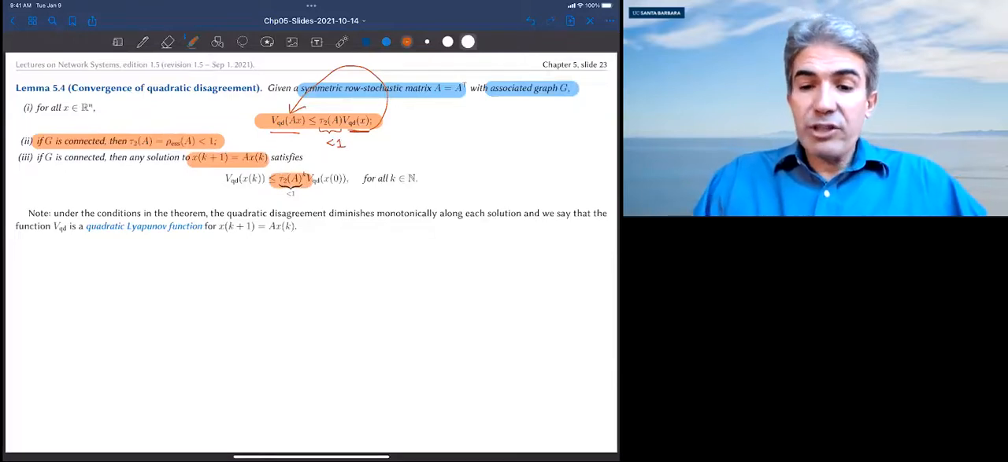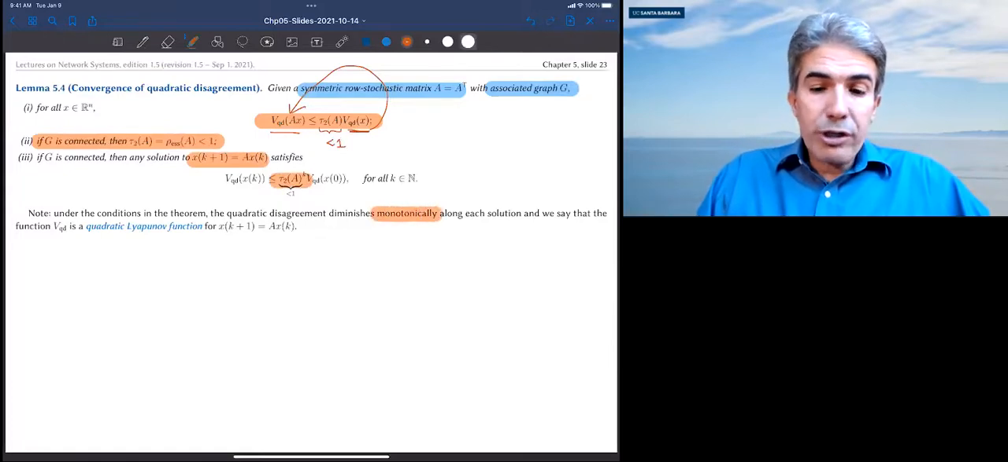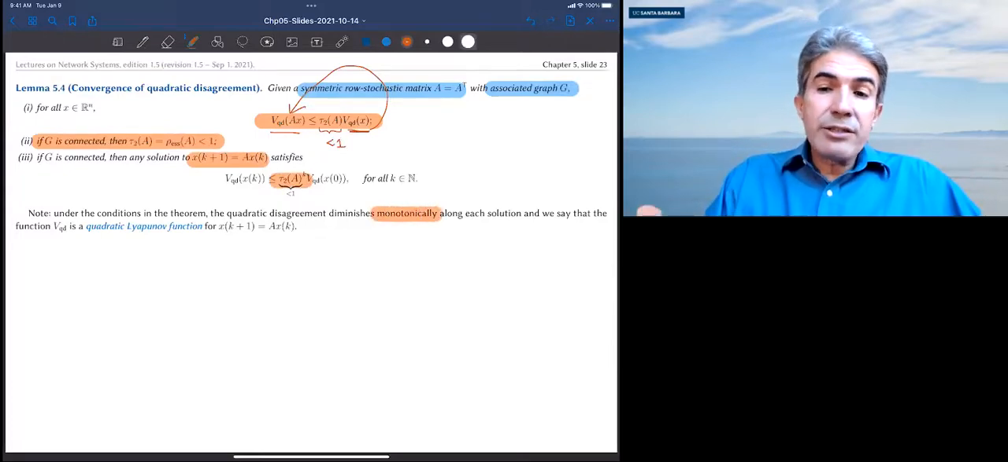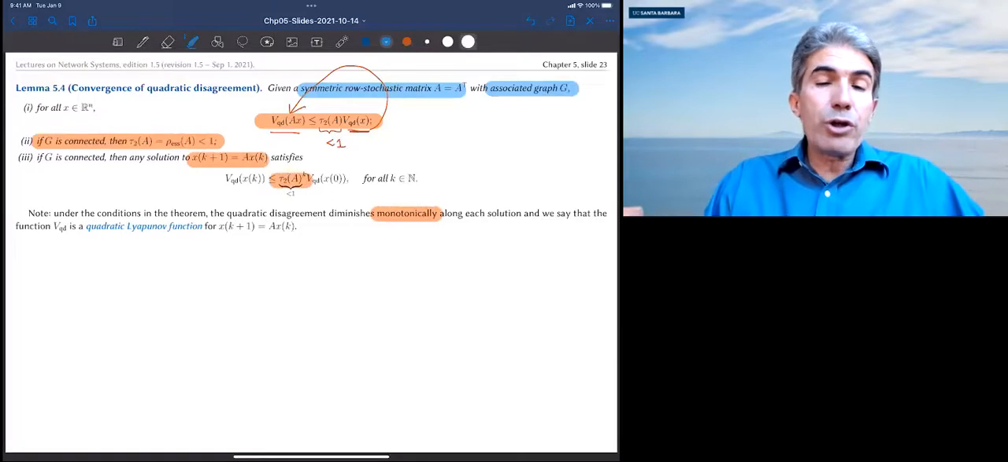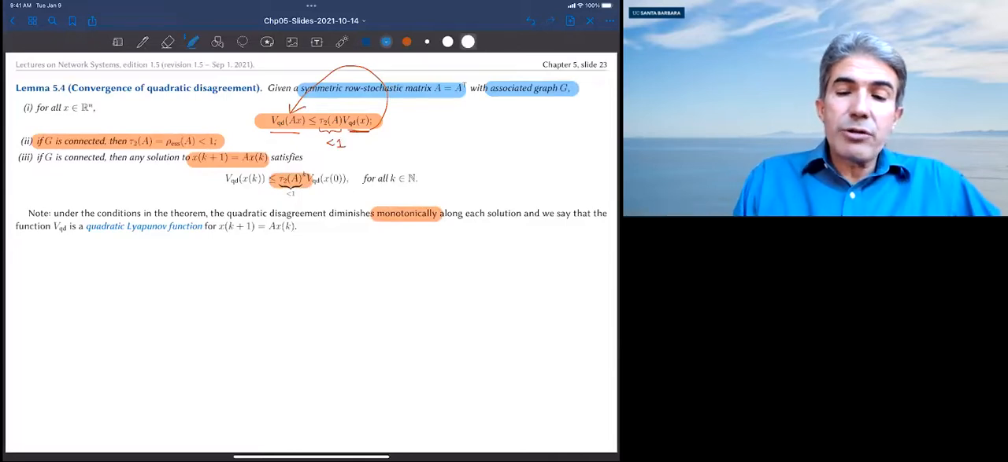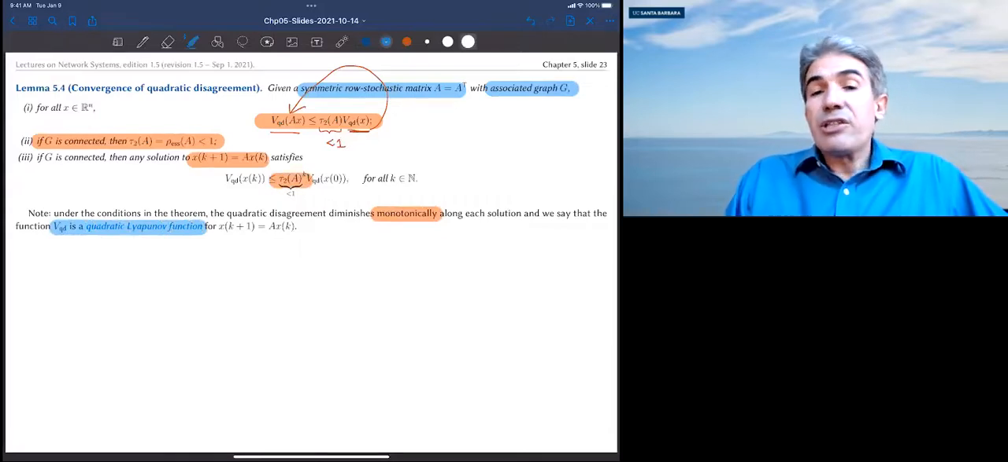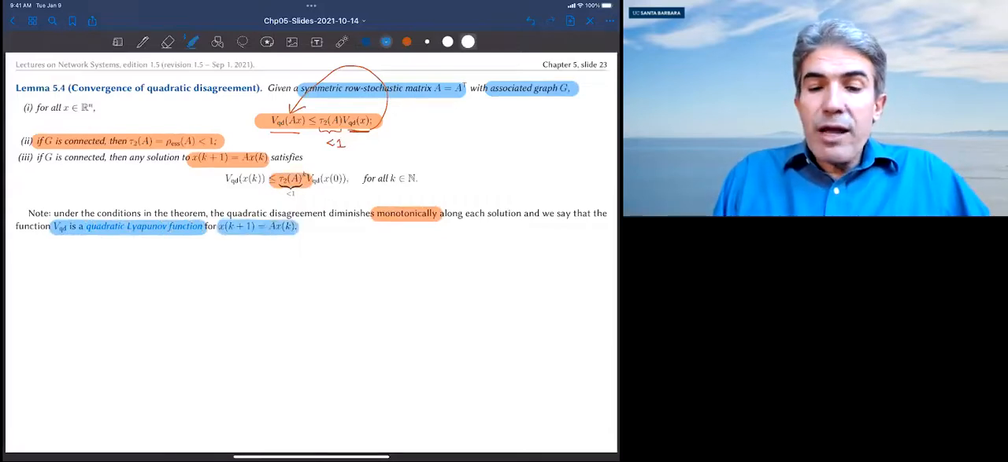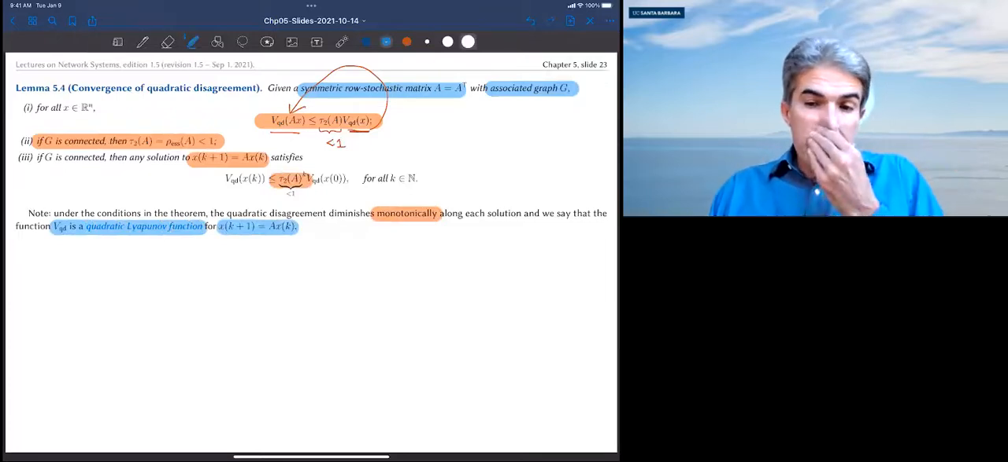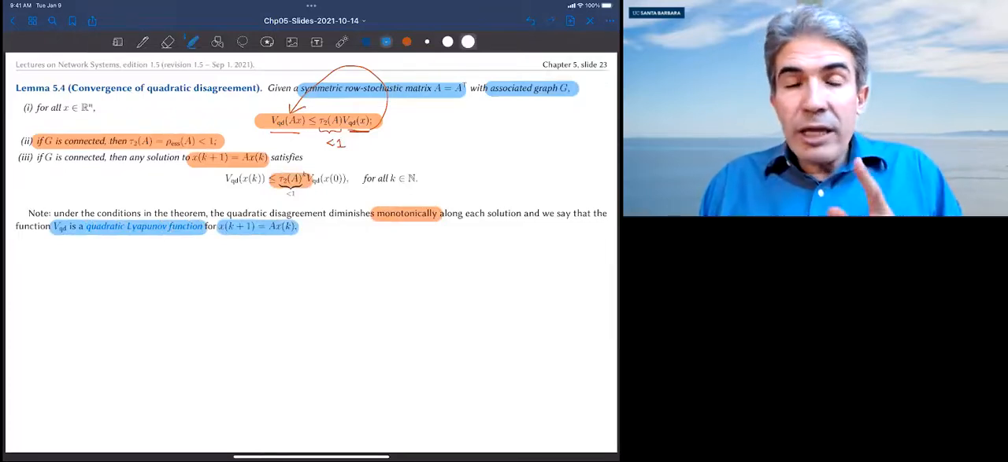Monotonically and exponentially fast. So one of the key things is monotonically. So what we have discovered, in a language that we will review in the nonlinear chapters, if I get to them in this course, or in any case that you may be familiar with if you've studied nonlinear systems theory, is that the quadratic disagreement function VQD is a quadratic Lyapunov function for my averaging algorithm, but that is true only when A is symmetric.